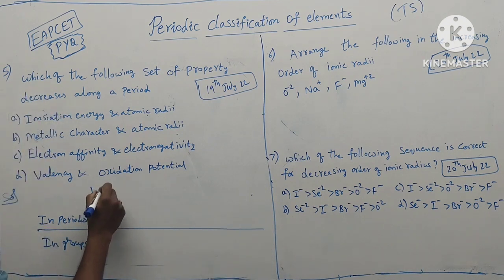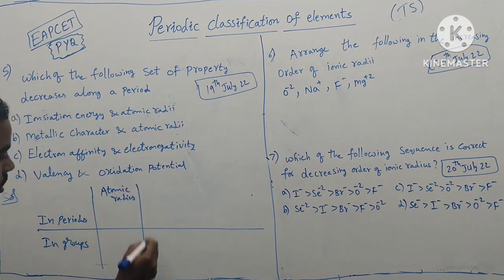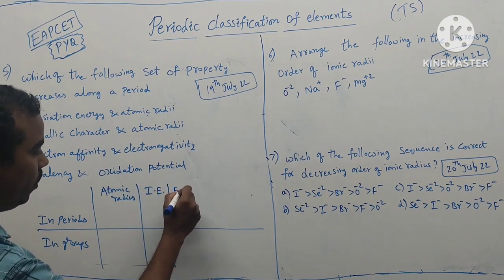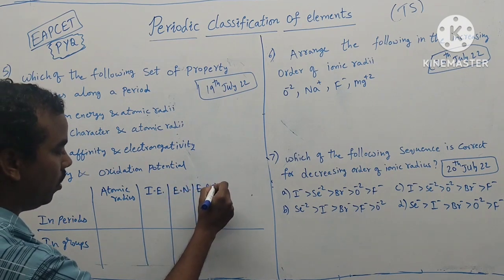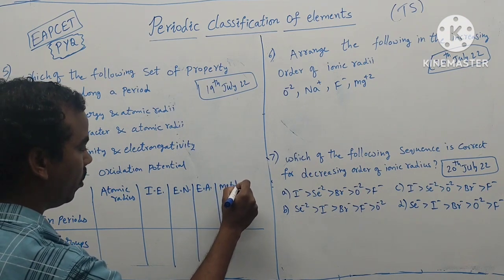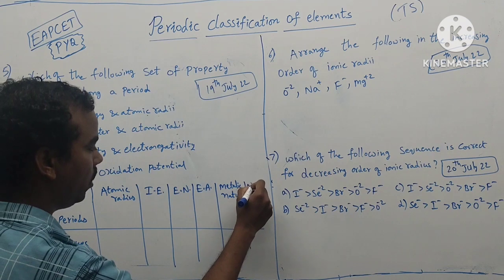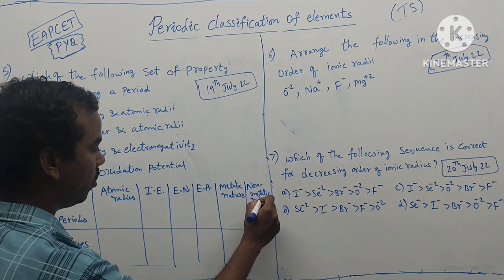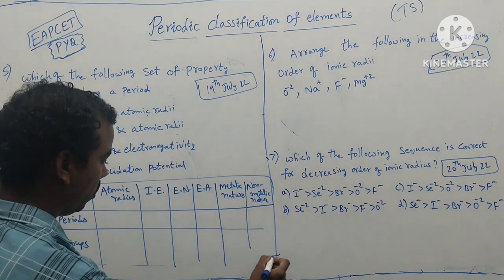The property atomic radius. So next one, ionization energy, electronegativity. EN means electronegativity. Electron gain enthalpy or electron affinity. Next, metallic nature. Next, non-metallic nature. So in periods.